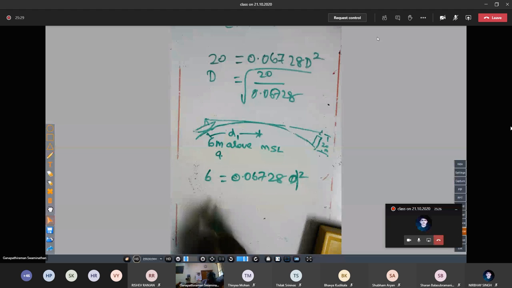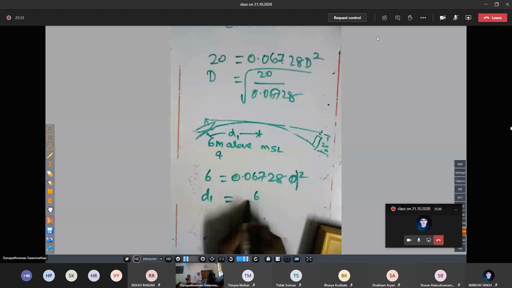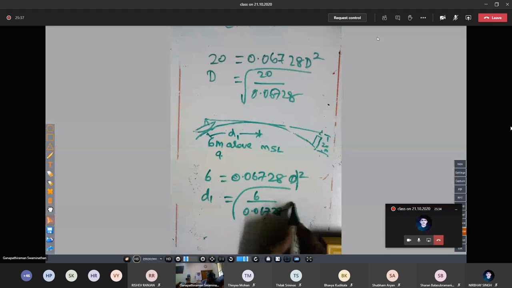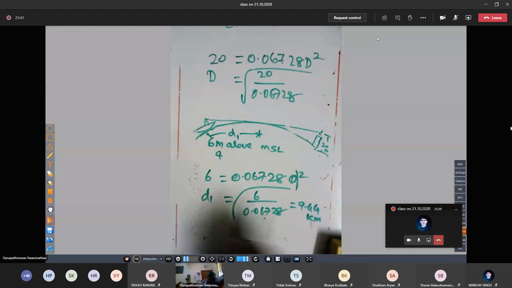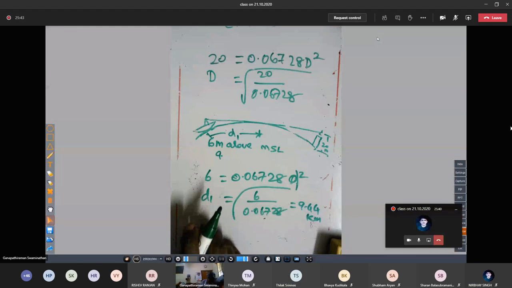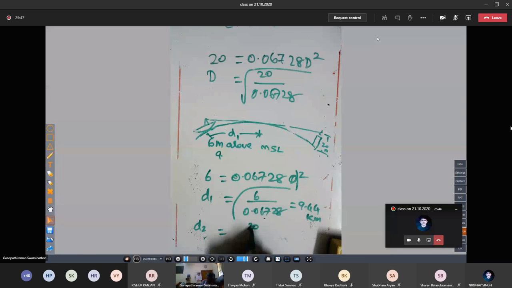So D1 is equal to the square root of 6 by 0.06728. How much is it? 9.44. The D2 is the square root of 20 divided by 0.06728. How much is that? 17.24.